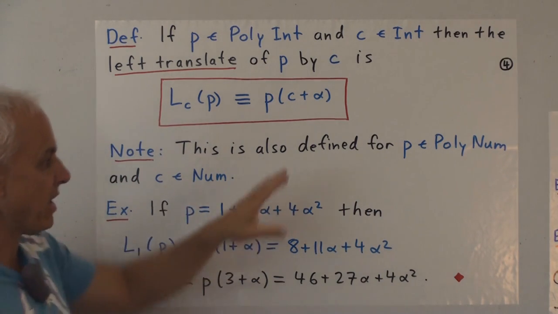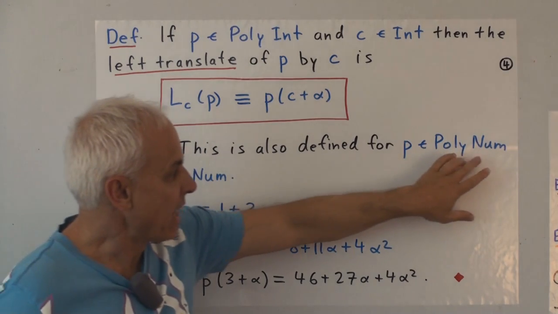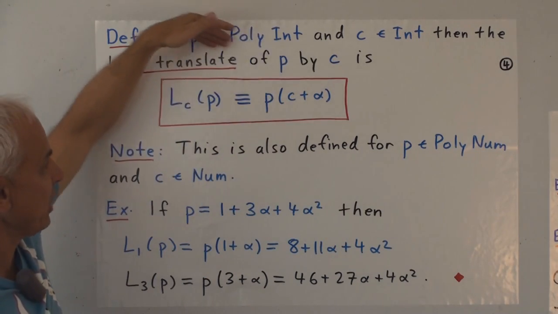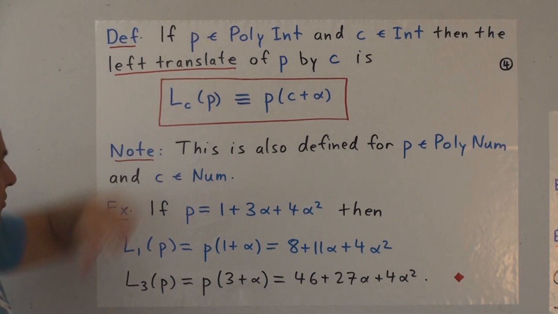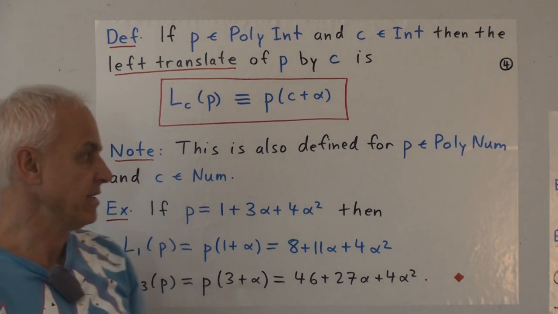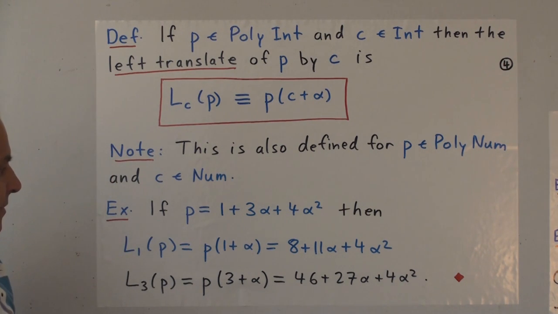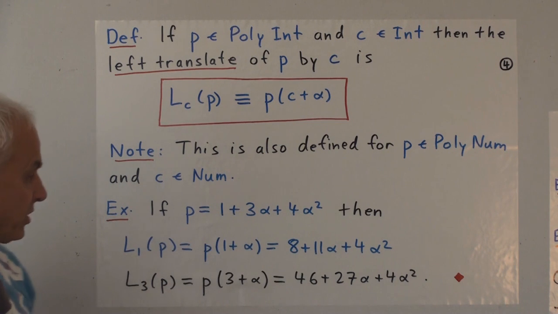We could have started by defining translation for natural polynumbers and then extended it to integral polynumbers, but I'm just treating the integral polynumber as the main case here. Alright, so here's how the notation works.